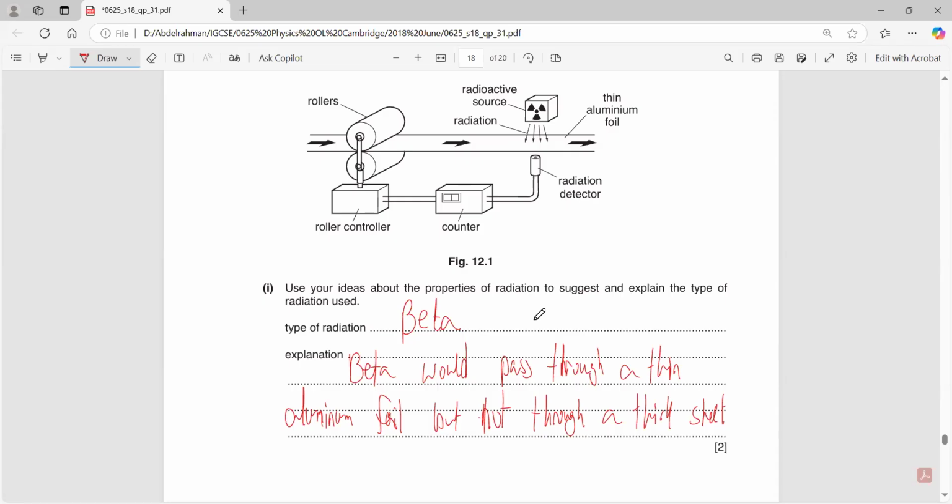The sheets are a bit too thick, so you need to stop immediately. So what we need to use is a beta source, not a gamma source. Why? Because the gamma would pass through even if it's much thicker. We need it to stop. You want the operation to stop if the aluminum foil is a bit thicker.